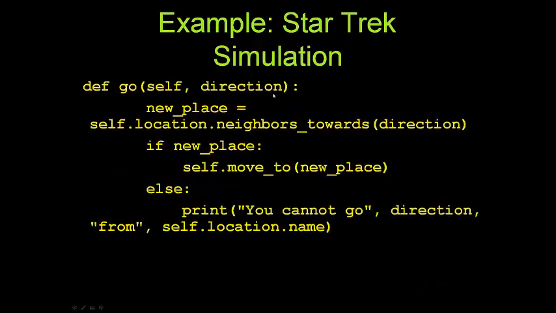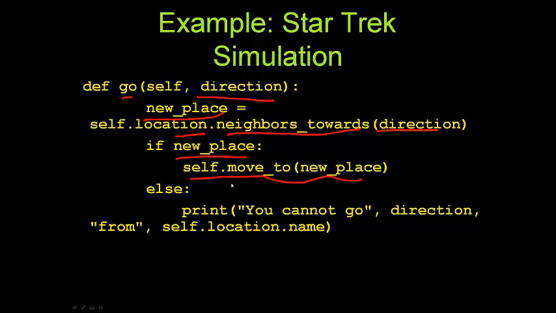Go. Suppose you're going in a direction. You want to go in a certain direction. Basically, from your current location, you check the neighbors towards the direction, and it's a new place. If this is not none, you move to the new place. Otherwise you say you cannot go there.